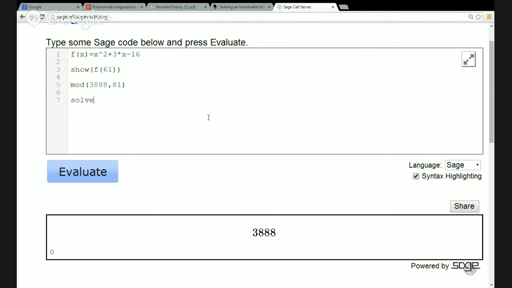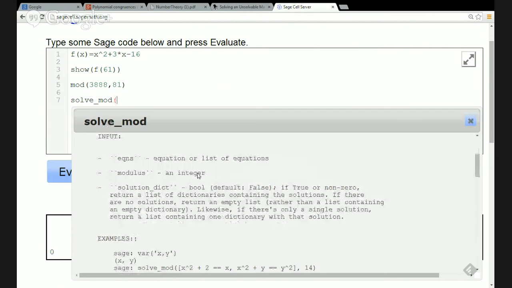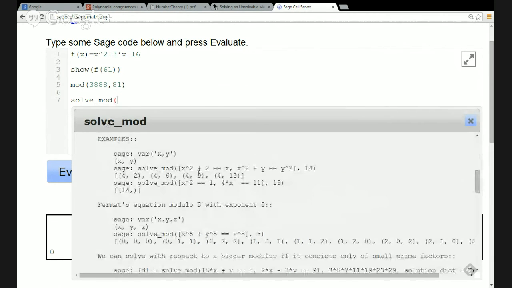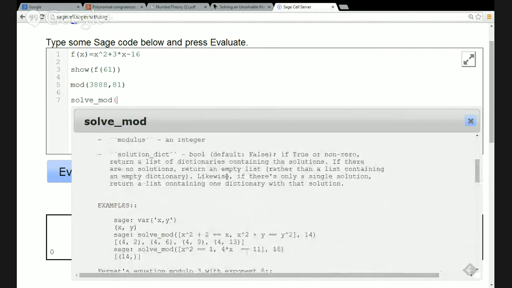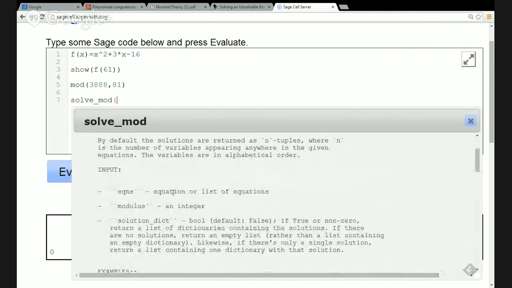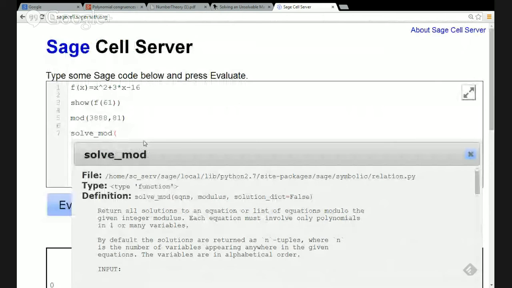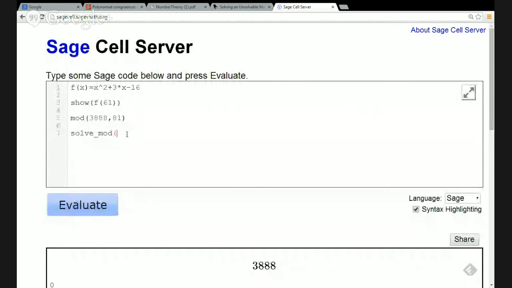Okay. I think you can solve mod with the Sage command. You can do solve mod f of x equations modulus. So I think it just assumes that it's doing it equal to 0. Try this.